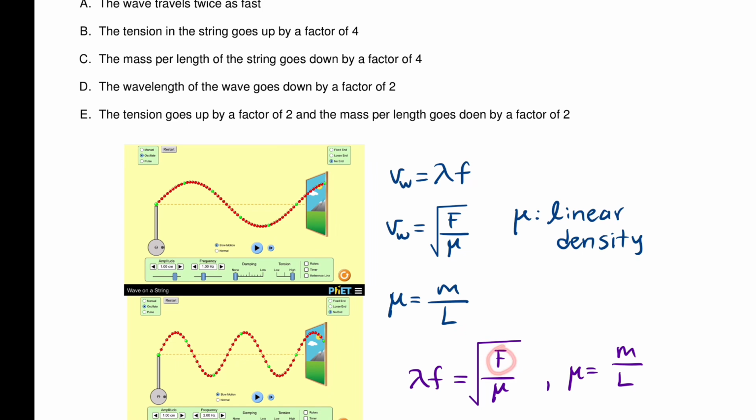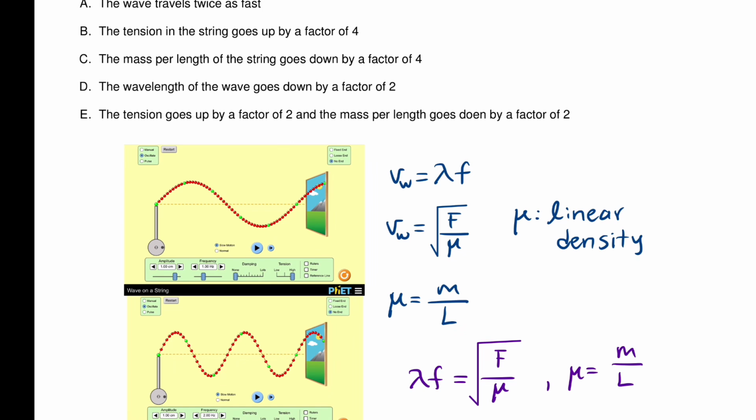We're not changing the tension on the string. In fact, tension is pretty much constant unless you reduce the length or change the mass of the string. We are doing neither for this case. So the speed of the wave is going to be constant. So not A. Tension on the string goes up by a factor of 4. Again, we would have to change either one of these, and we're not doing that. So not that one. The mass per length of the string goes down by a factor of 4. Again, not changing anything here. So nope. The wavelength of the wave goes down by a factor of 2.